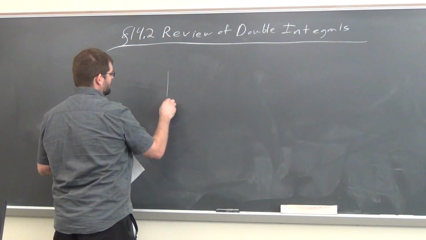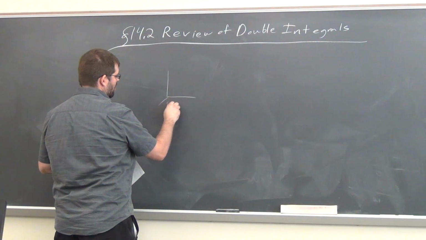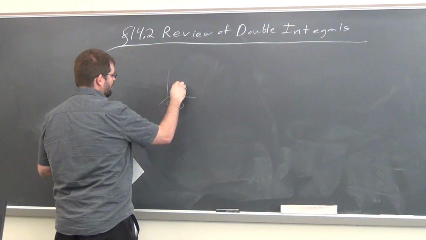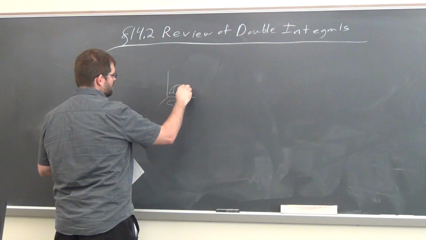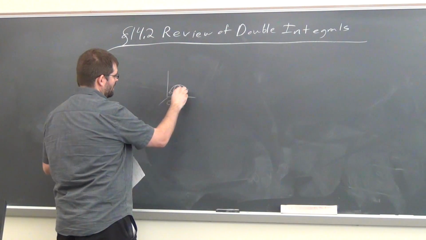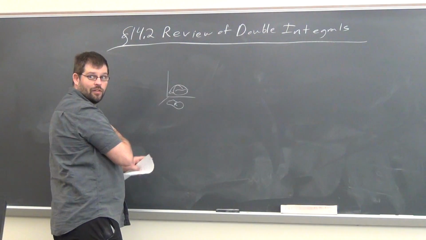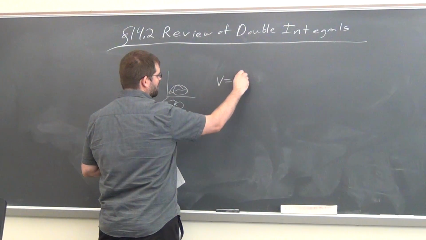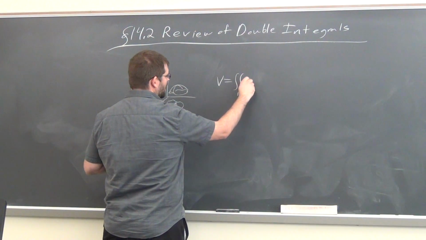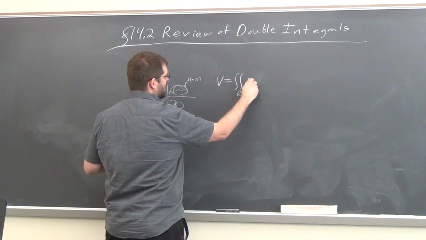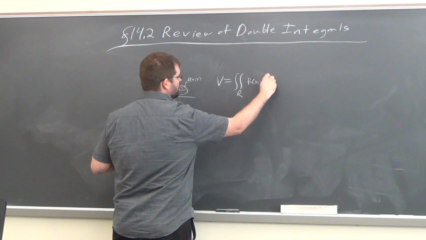that basically, right, you had some region down here which we called R, and then you had some surface sitting up above there, something like that, right? So assume that that's sitting right up above this thing, and we said the volume underneath there is the double integral over R of, assume this is some function of x and y, dA.